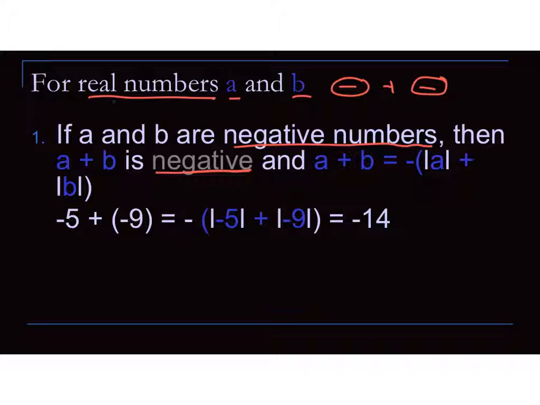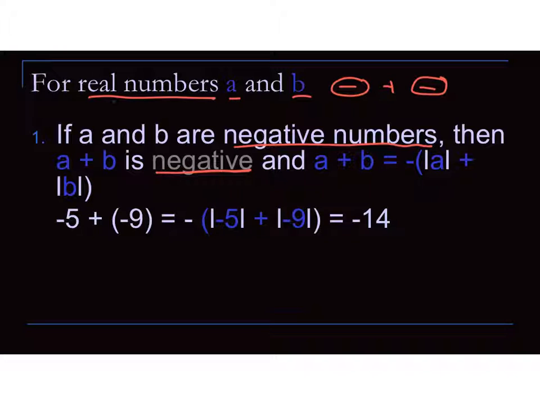I always think of it like this. It's like debt. If you owe me $5 and then I add on another $10 you owe me, that's more negative than you started off. So negative plus negative, when we're adding them, means more negative. We're adding a whole bunch of negative together. It's a lot of negative. The answer is going to be negative.